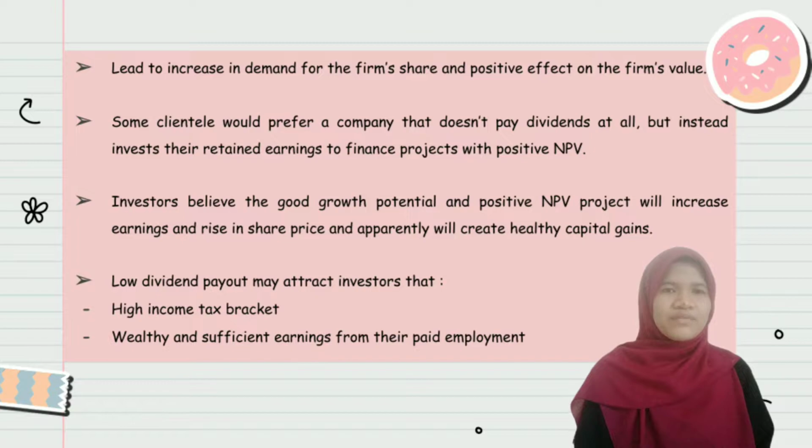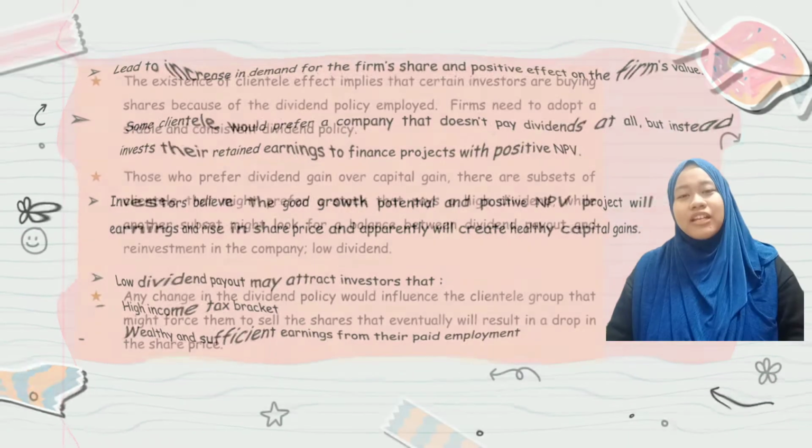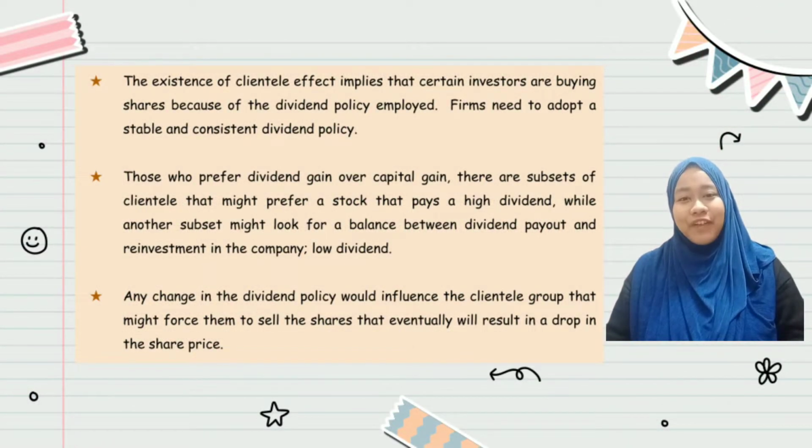Some clientele would prefer a company that doesn't pay dividends at all, but instead invests its retained earnings to finance projects with positive NPV. It is because investors believe that good growth potential and positive NPV projects will increase earnings and raise the share price, and apparently will create healthy capital gains. Furthermore, low dividend payout may attract investors that have a high income tax bracket and wealthy and sufficient earnings from their paid employment.